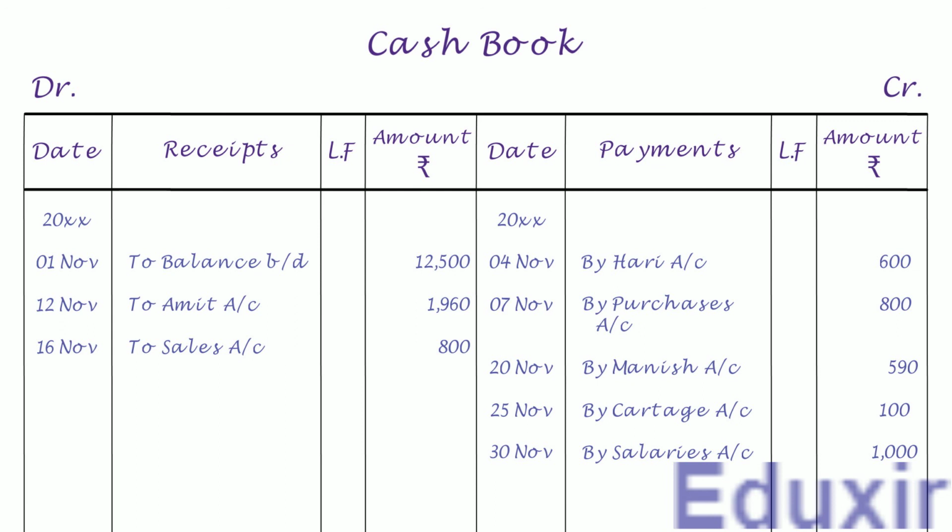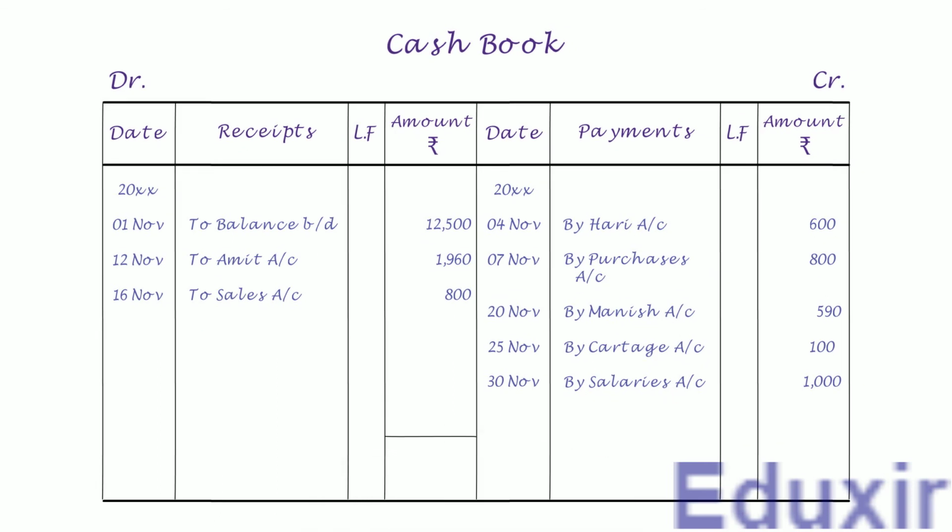The total of all the receipts on the debit side is 15,260 rupees. Similarly, the total of all the payments on the credit side is 3,090 rupees. From 15,260 rupees, if we subtract 3,090 rupees, we get 12,170 rupees. This is the balance carried down.